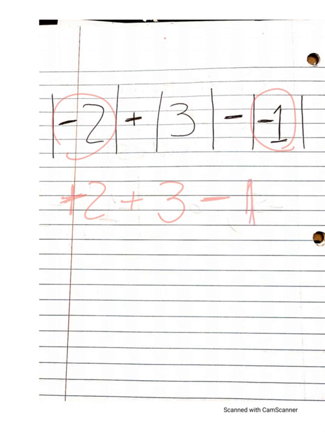Okay, so now we have an easier problem here. So 2 plus 3 equals 5. Subtract 1 equals 4. And there's your answer.